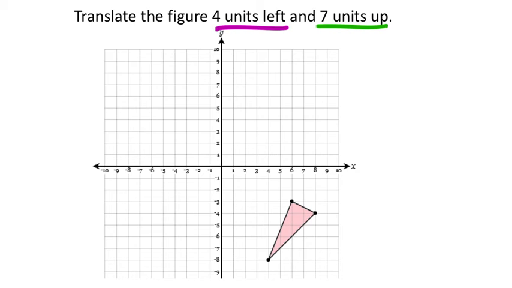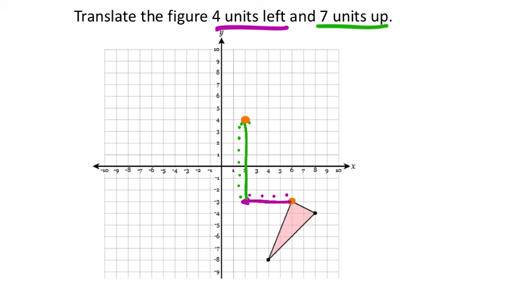And like I said before, we're not really calculating anything here. All we're doing is counting, right? So let's start with this. Again, I like to start with the topmost point. I'm going to go 4 units to the left. 1, 2, 3, 4. So that takes me this far. And then I got to go 7 units up from there. So 1, 2, 3, 4, 5, 6, 7. That'll take me this far. So this corresponding point on the image will be this new orange point.